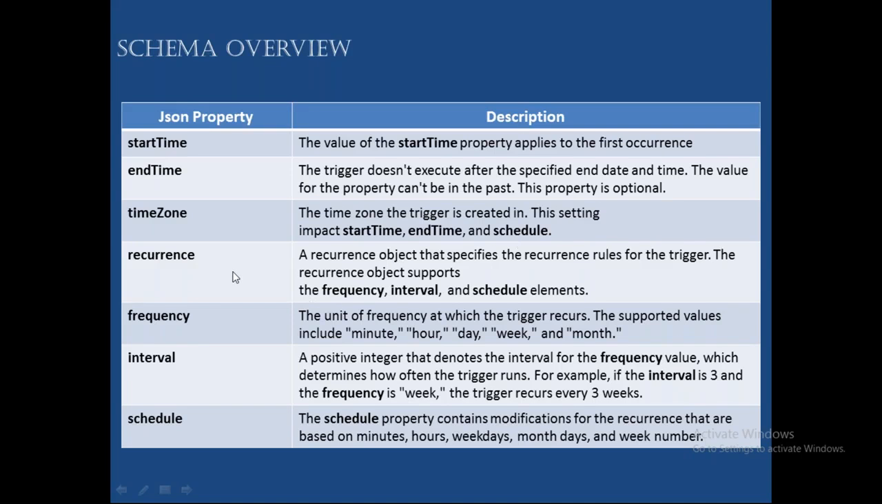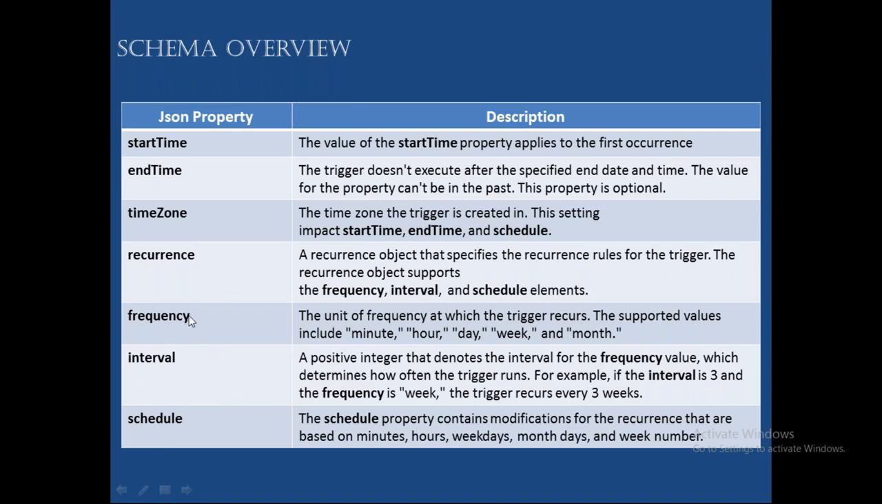Reoccurrence: how frequently you want to execute. The reoccurrence is an object that specifies the reoccurrence rule for the trigger. It is going to create some rule for the trigger. The reoccurrence object supports the frequency, interval, and schedule elements. What are frequency, interval, and schedule elements? These three things you are going to use in reoccurrence.